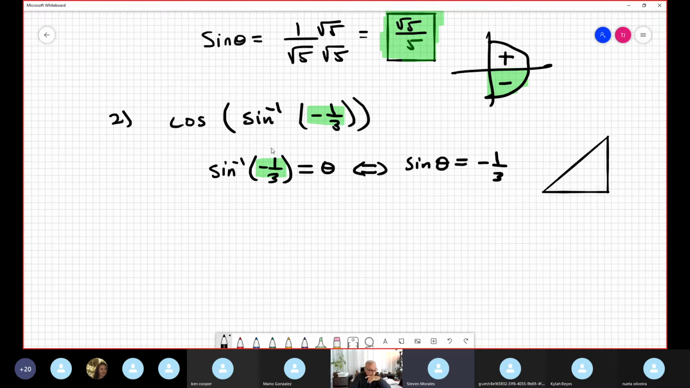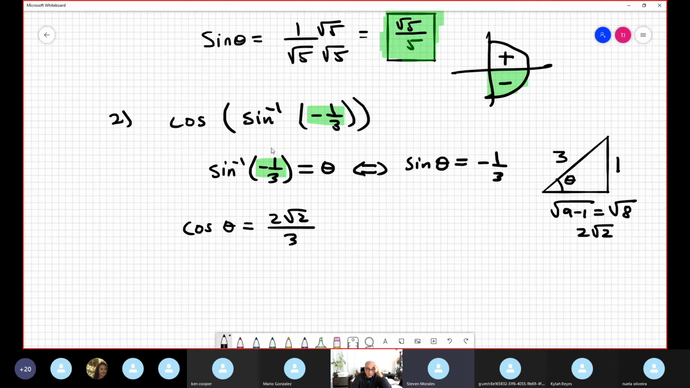No? And sine by definition is opposite. This is theta, sorry. 1 over hypotenuse 3, no? And you need to find another leg. Okay, maybe we need it for the cosine part. So it is the square root of 9 minus 1, which is radical 8, and radical 8 is 2 radical 2. Square root of 4 is 2 outside.